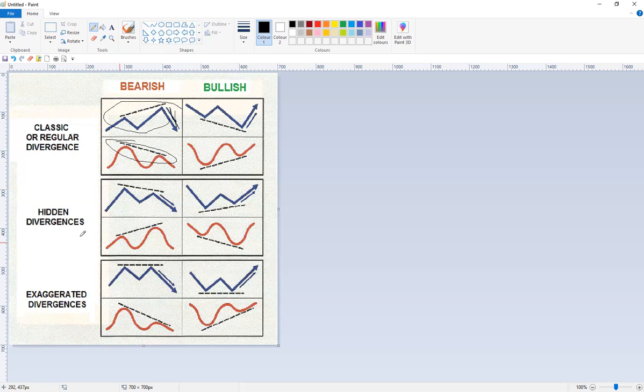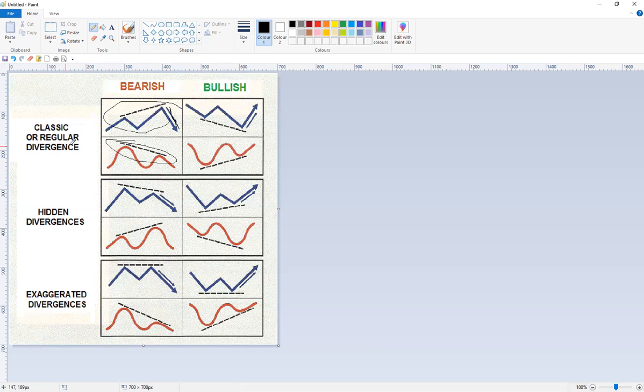And the other one is hidden divergence, where the market goes in a direction, it doesn't change direction, the market keeps going on, only RSI changes direction in hidden divergence. While in regular, the market changes direction according to RSI. And also note that hidden divergence is a continuation pattern. Basically, the market keeps going in the direction it was, and RSI has to change the direction.